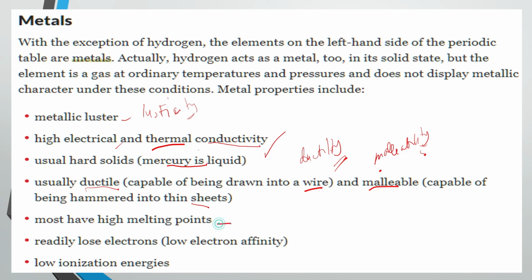Okay, they have high melting point, hindi sila basta-basta natutunaw. Okay, kailangan mo na ng napakataas na temperatura. And also, they lose electron and they have low ionization energy.